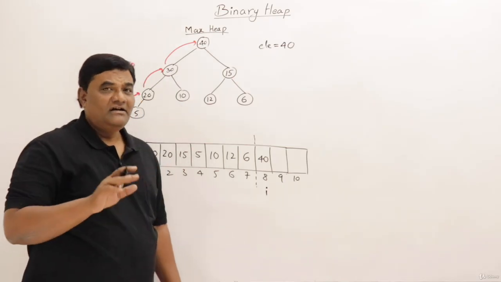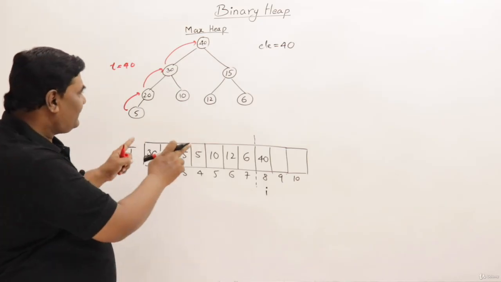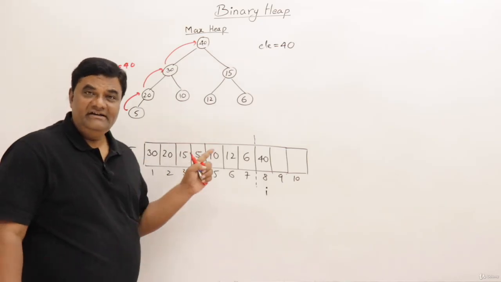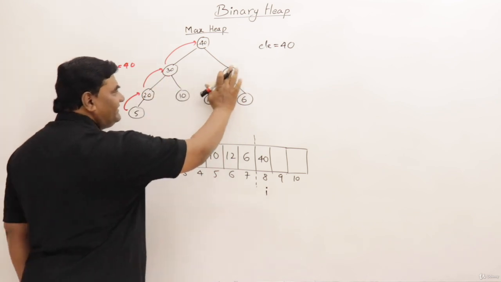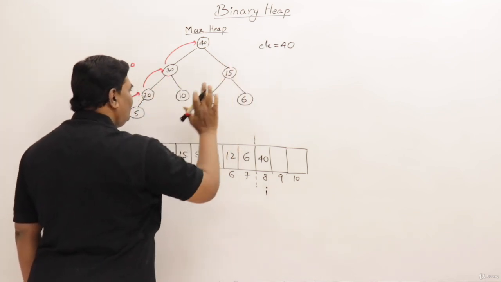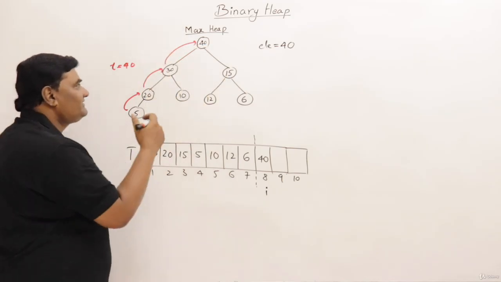So this is how when 40 was inserted, it was compared with its parent and its parent and its parent until it has adjusted itself. Now the elements are rearranged to form a max heap. Check it. 30 is greater than all these. 15, this part is not disturbed at all. Then 20 is greater than this. It's perfect. 40 is greater than all. Yes, it's a max heap.